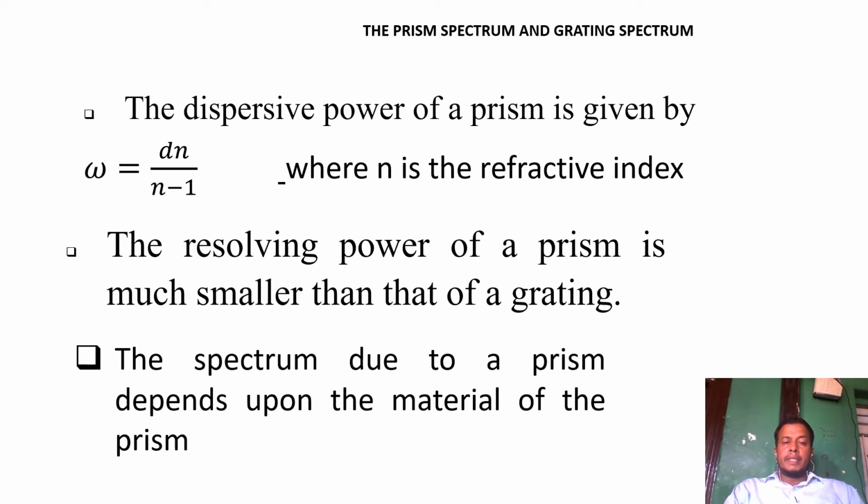So the prism spectrum depends upon the material of which the prism is made. The type of material the prism is made of determines the spectrum of the prism.